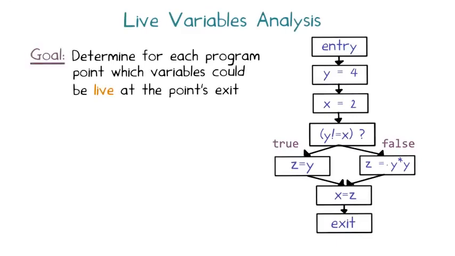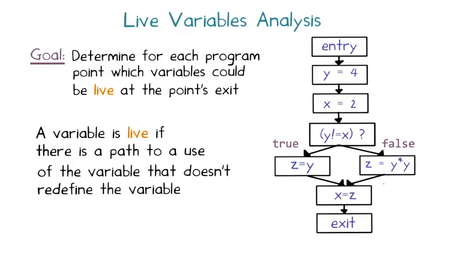The goal of live variables analysis is to determine for each program point which variables may be live at the exit from the point. We say that a variable is live if there is a path to a use of the variable that does not redefine the variable. Let us look at the following example program.